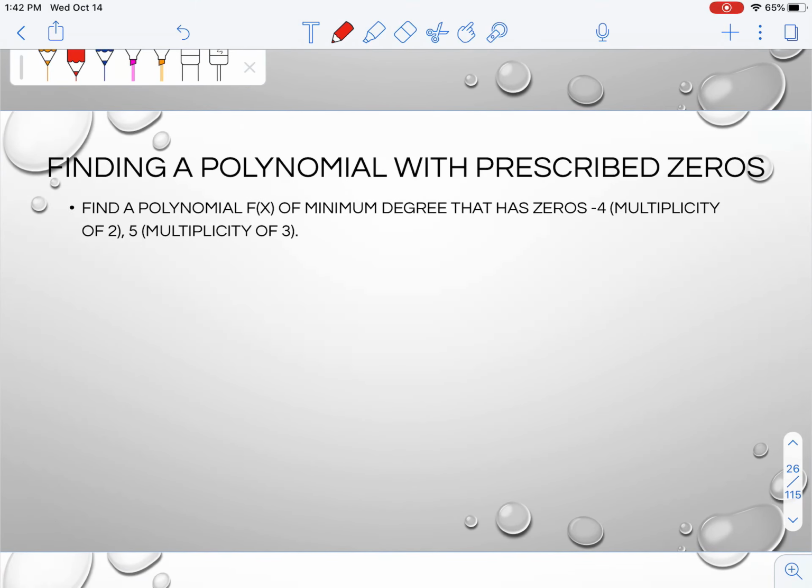let's do another one. All right, so let's say I want a polynomial function, minimum degree, has zeros of -4 with a multiplicity of 2 and 5 with a multiplicity of 3. Notice it does not say in standard form.